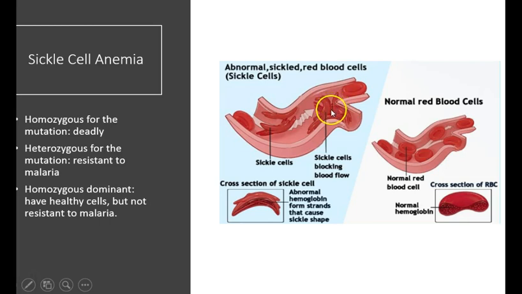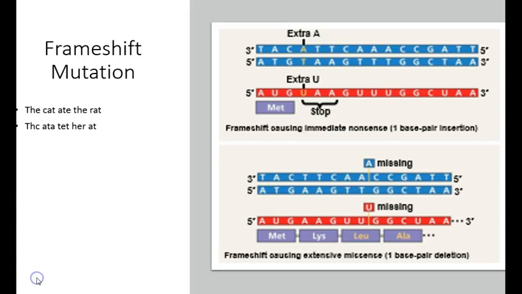How about if you were heterozygous and you had both healthy blood cells and not healthy blood cells, okay? That actually allows you to be immune to malaria, but at the same time have healthy red blood cells that keep your body healthy and efficient. So people who are heterozygous for the mutation are resistant to malaria, but usually healthy. People who are homozygous dominant have healthy cells, but they're not resistant to malaria. So sickle cell anemia is actually really common in the tropics, where malaria is also common, because people who have sickle cell anemia are protected.